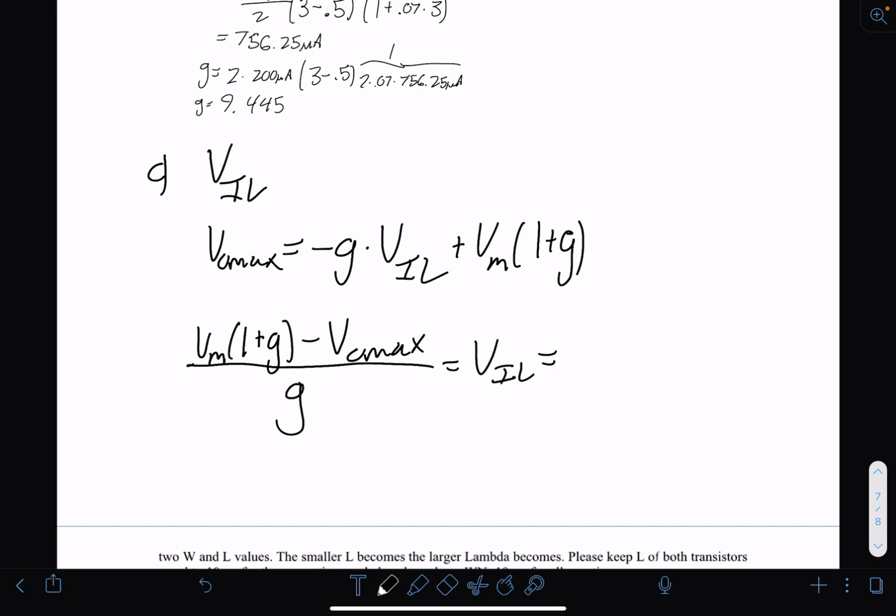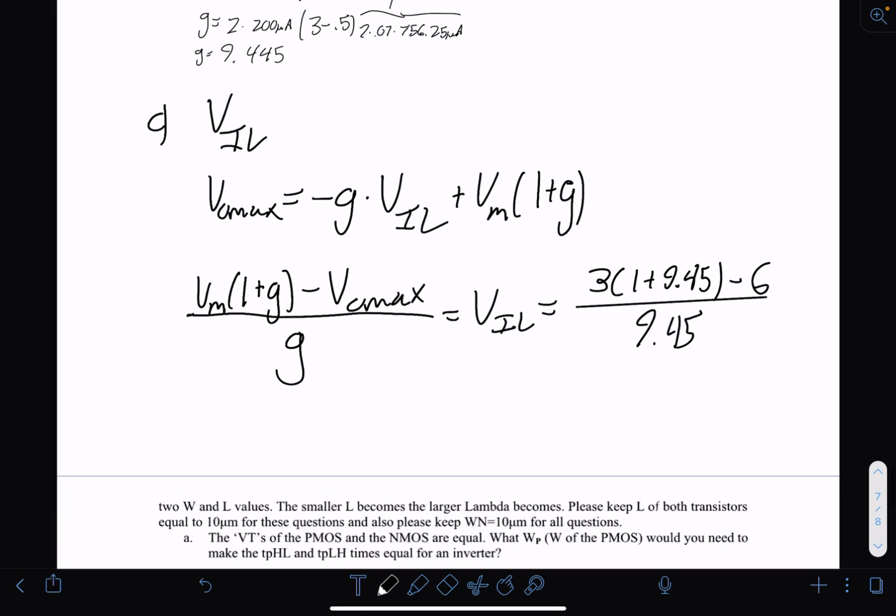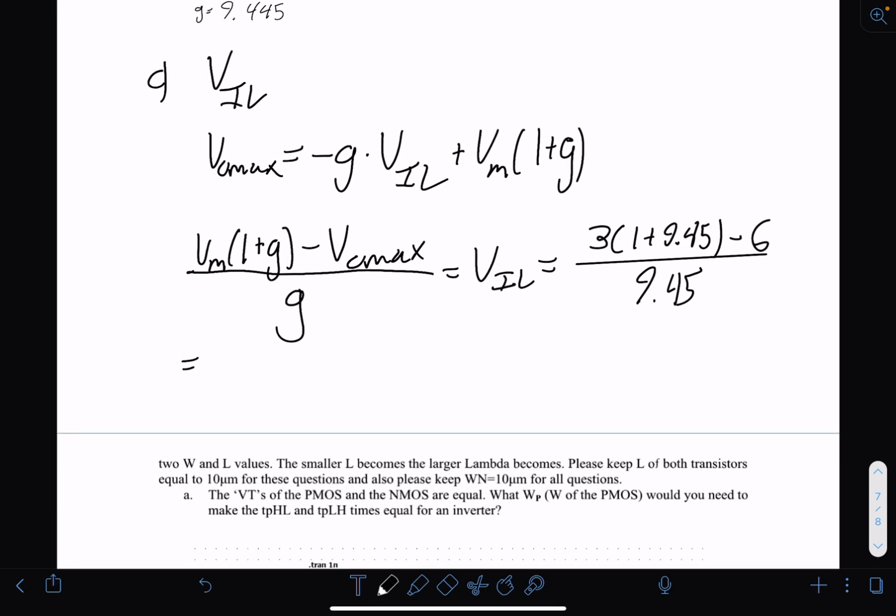And that's going to equal 3 times 1 plus 9.45 minus 6, all over 9.5. And that is equal to 2.68 volts.